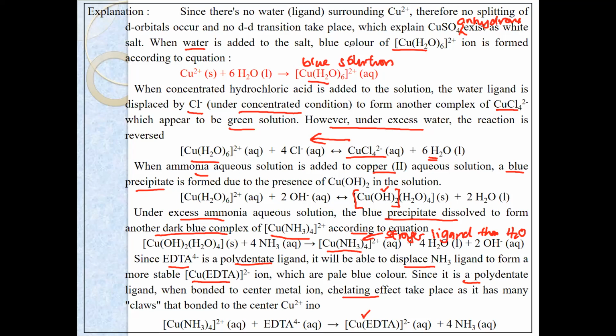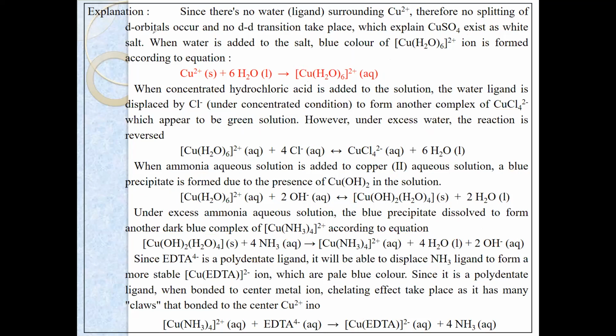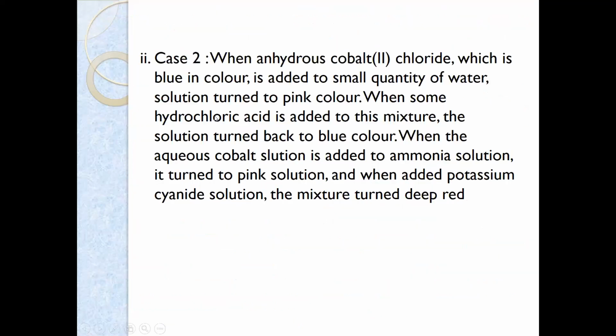Then the second case study is when anhydrous copper 2 chloride is blue in color. Anhydrous means there is no water. So when it is added to a small quantity of water, the solution turns pink. And when hydrochloric acid is added, the solution turns back to blue. And when cobalt ammonia is added to the ammonia, it turns to a pink solution. And when added to potassium cyanide, it turns deep red.